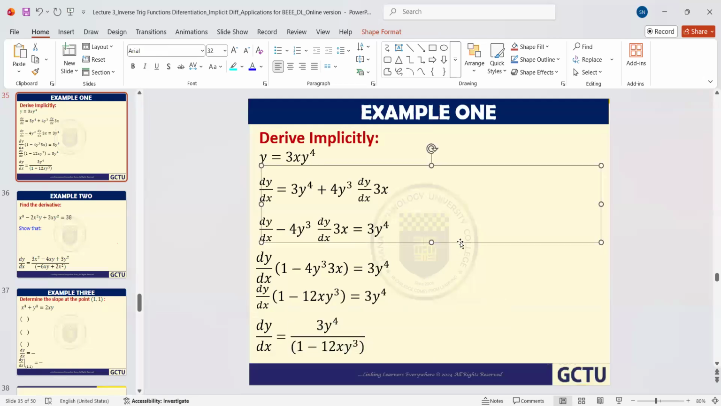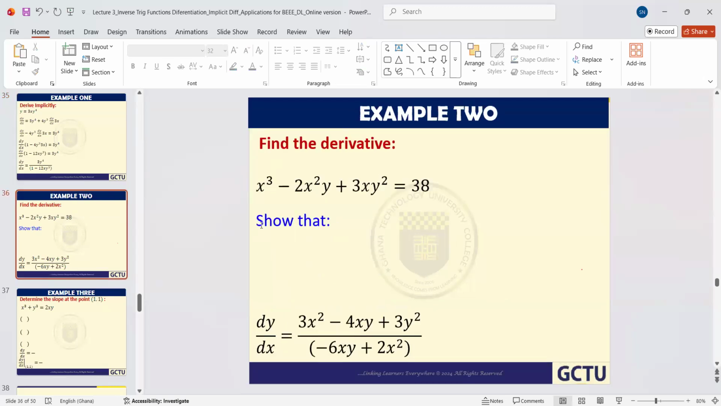Okay, so this is an example on implicit differentiation. Let's try this question. I'm not too sure of what I have on the right. I'm supposed to show that the answer is supposed to be this. I think I did this so that if I'm getting it wrong, we can all follow through.